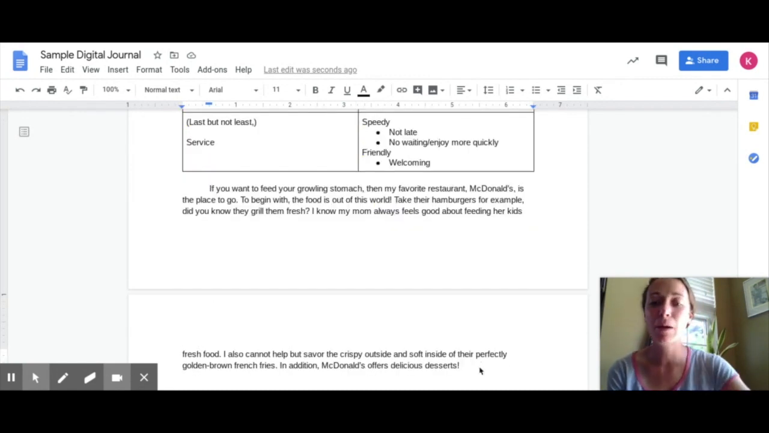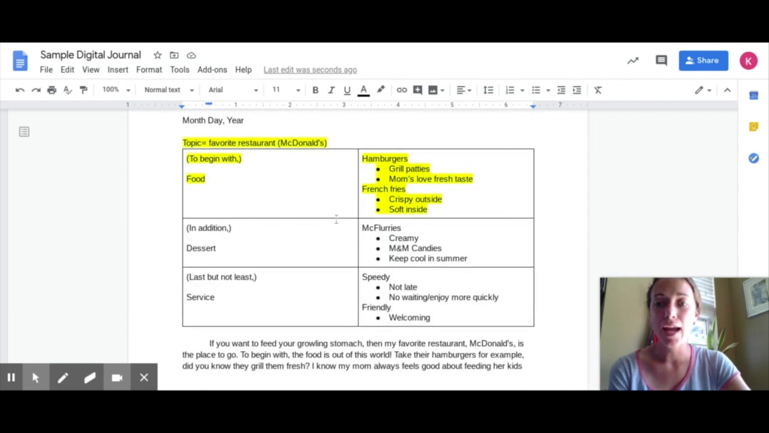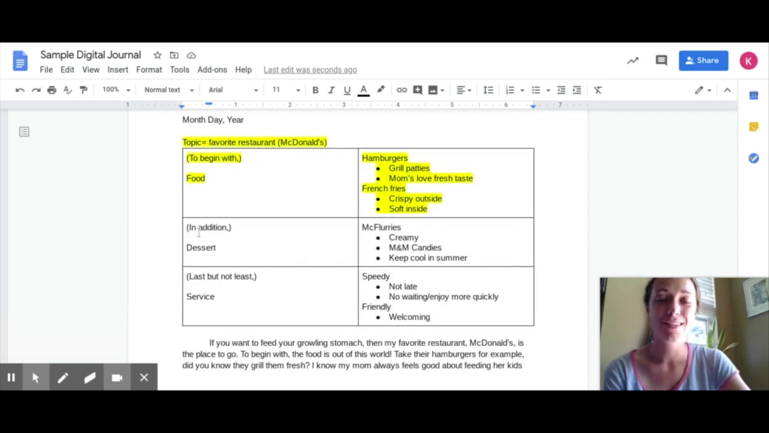The sentence I came up with to introduce my next big idea is, "In addition, McDonald's offers delicious desserts." Did I have my transitional phrase? Yes, I have "in addition." Did I include the word dessert? Yes, because that's my next big idea. Did I talk about McFlurries? No, because we're going to talk about those in the next sentence or two. I'm going to go ahead and highlight "in addition" and "dessert" because they are now included in my essay.